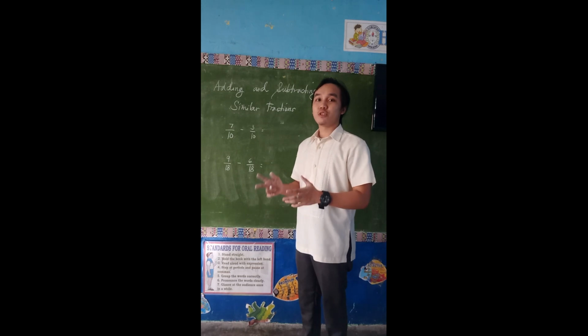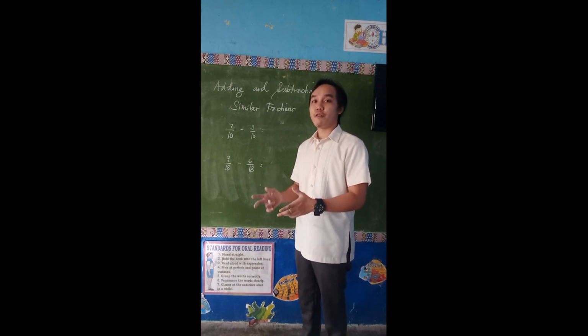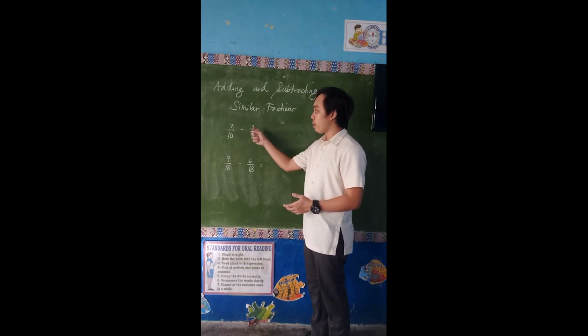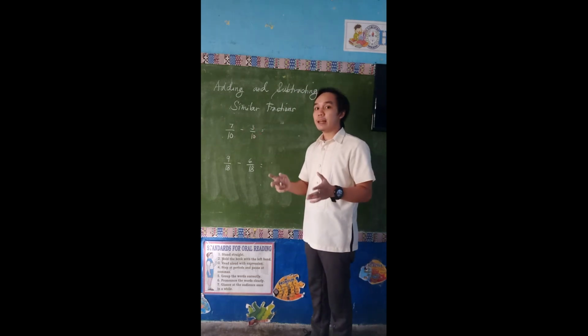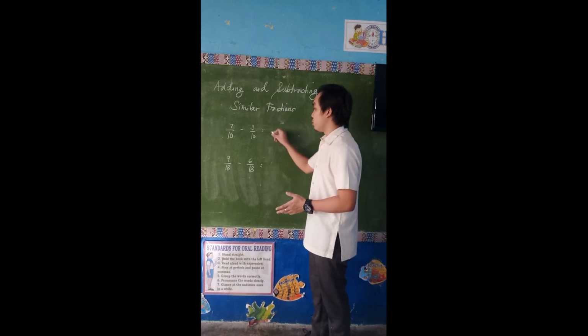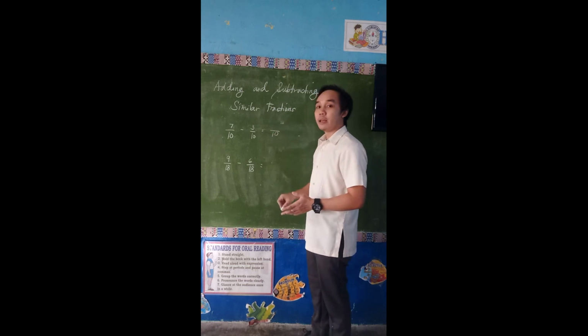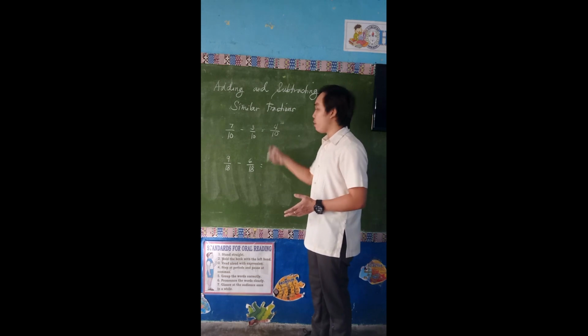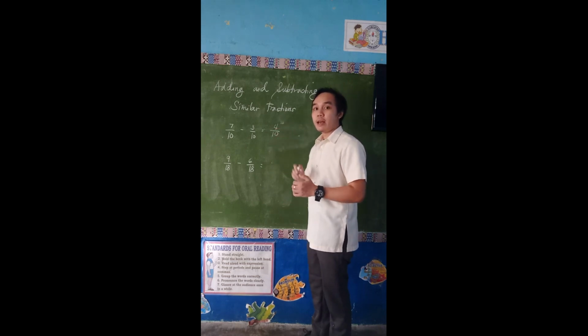This time, let us have subtraction of similar fractions. For example, we have 7/10 to be subtracted by 3/10. Just like in addition of similar fractions, the first thing that we are going to do is to copy our denominator. So we have 10. Next, 7 minus 3, we have 4. So we have 4/10.